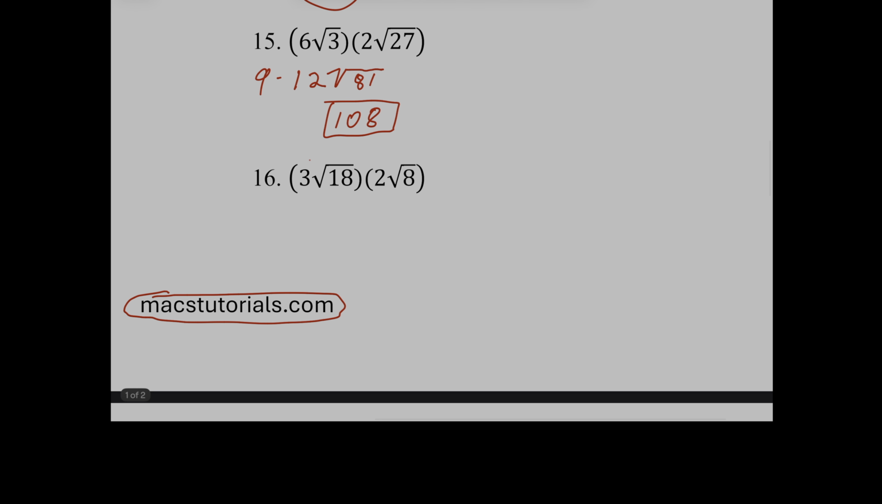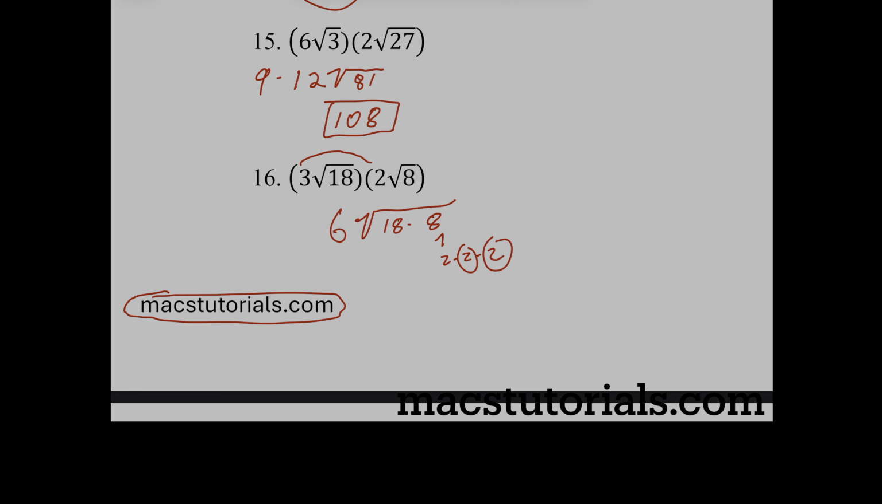Last one. 3 times 2. I'm going to do my outies, which is 6. My innies, that's going to be a nasty number that I don't want to think about. So I'm just going to do that, if you don't mind. I know that 8 is 2 times 2 times 2 because I've memorized now that 8 is 2 times 2 times 2. Okay, and 18 is going to be 9 times 2. And 9 is going to be 3 times 3. And so I can pull out a 3.